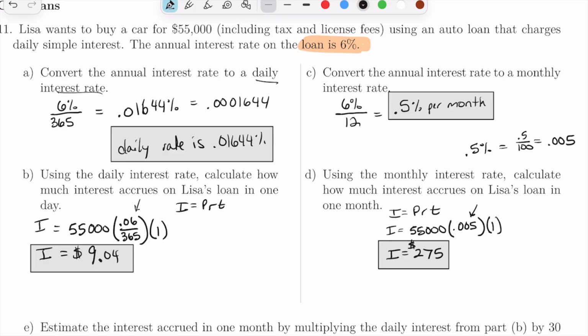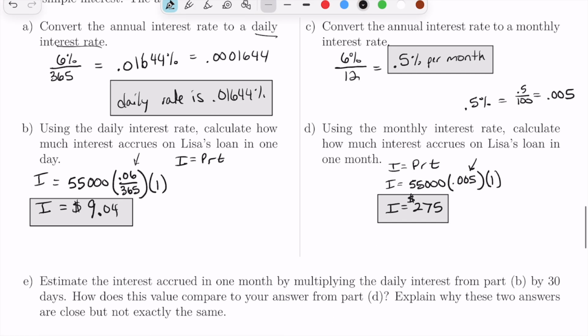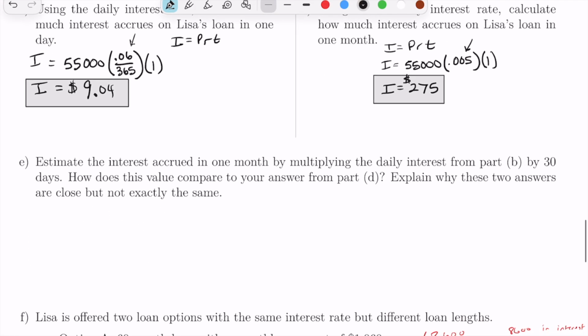So on a $55,000 car loan at 6% interest, which is a pretty good interest rate right now anyways, this would be $275 a month just in interest. Now let's keep exploring this though. Estimate the interest accrued in 1 month by multiplying the daily interest rate from part B by 30. So if I take this $9.04 per day and multiply that times 30 days, this will get us a typical month.